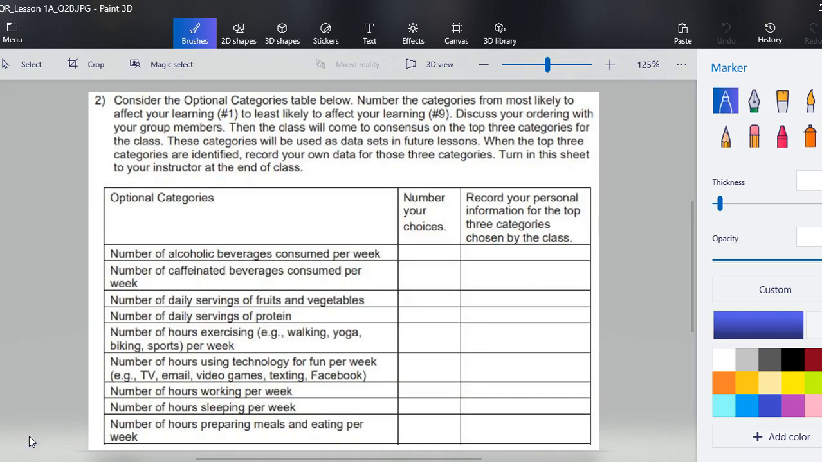So what it's asking you to do is to number your choices. Like you might put that this is number 9 on your list, and number 1 is going to be that you have a large family and preparing meals takes away a lot of time, or maybe your technology use, but you're numbering 1 through 9 on what you believe are your personal pieces that are going to impact your learning.